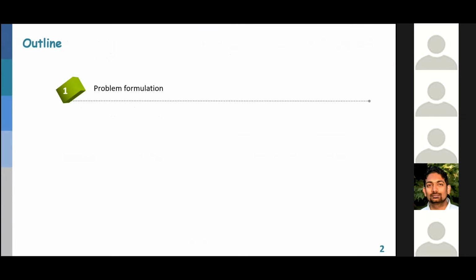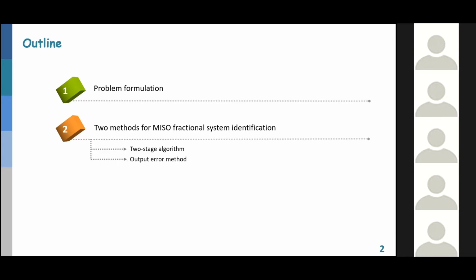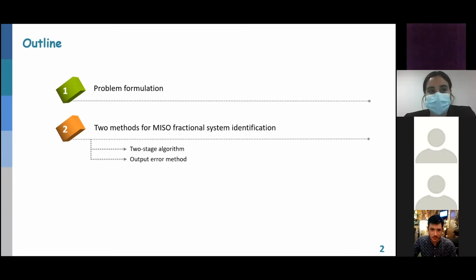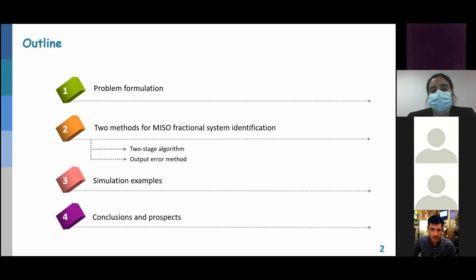So I'm going to start with the outline. First, I'm going to present the problem formulation. Second, we have two methods for MISO fractional system identification. First, I'm going to talk about the two-stage algorithm. Then we have the output error method. Then we have the simulation examples. And we will finish with the conclusion and some prospects.